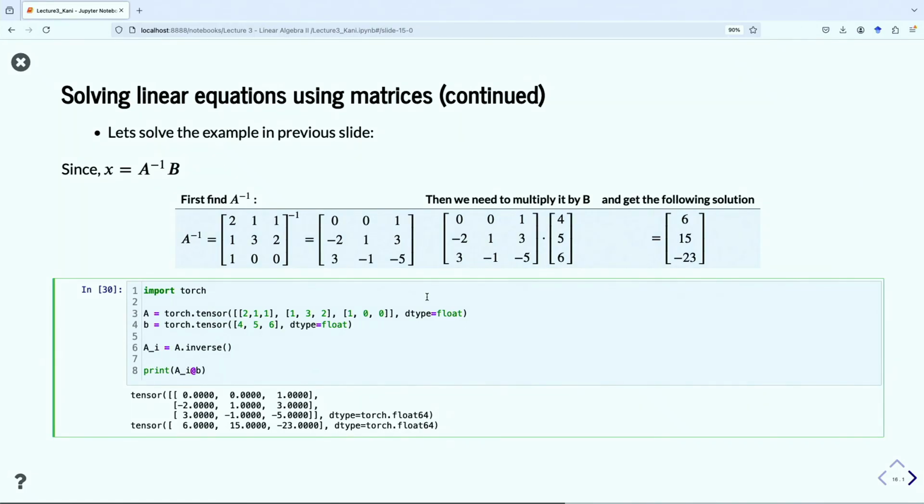So we define the coefficient matrix. We define B. And we simply take the inverse of A, and we matrix multiply the two together to get the final results, to get X, which is 6, 15, negative 23, which is the same as here. Okay?